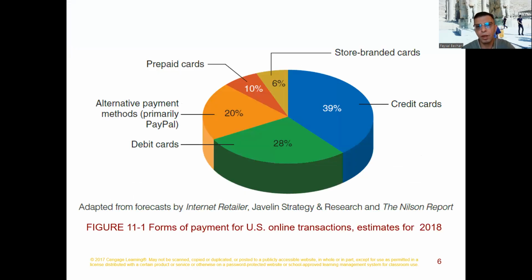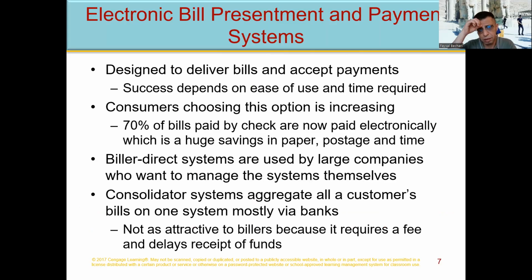In other words, if you look at the whole electronic payment picture, there is prepaid cards at 10%, store-branded cards probably 6%, credit cards almost 40%, debit cards 28%, and alternative payment methods like PayPal at 20%. So this is how it's been happening recently.